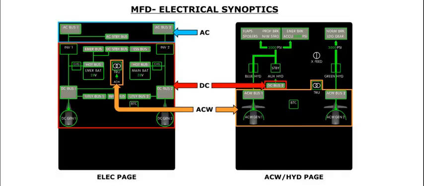Synoptic diagrams of the electrical system can be displayed on the MFD. The electrical page shows mainly the AC and DC systems, while the AC wild hydraulic page shows mainly the AC wild system.